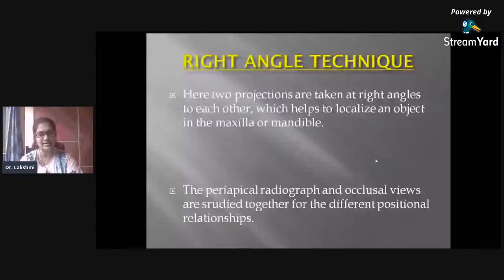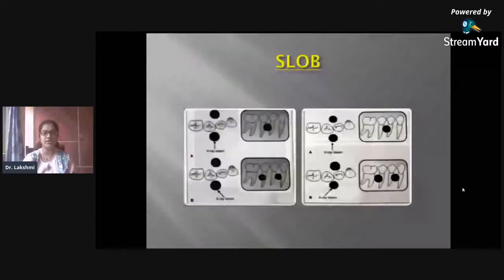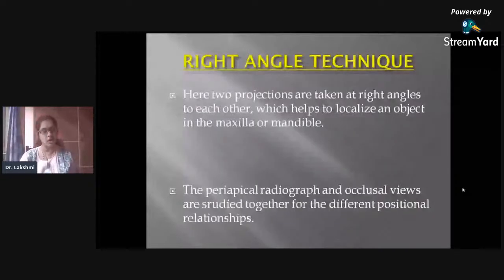Radiographs taken at right angles to each other help to localize an object of the maxilla or mandible. The periapical radiograph and occlusal views are studied together for the different positional relationships. They are not single radiographs. You have to take a set of periapical and occlusal views, and then the relationship is studied and the objects are localized. But the most commonly used one is the SLOB technique. So that completes our intraoral projection techniques, that is periapical, bitewing and occlusal, and a note on SLOB or the object localization technique.